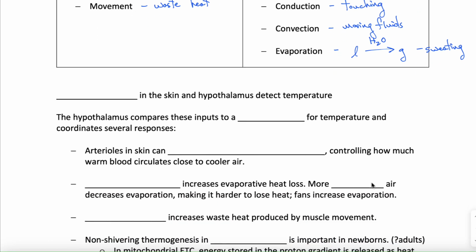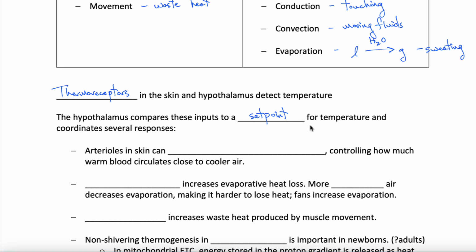Receptors that detect temperature are called thermoreceptors. And thermoreceptors in the skin detect the temperature at the skin, and in the hypothalamus detect the temperature centrally and in the blood. So thermoreceptors in the skin and the hypothalamus in the brain detect temperature. And then the hypothalamus, being sort of the homeostasis center of the brain, compares these inputs to a set point for temperature and determines whether temperature is too high or too low compared to where it should be, and then it coordinates several responses.